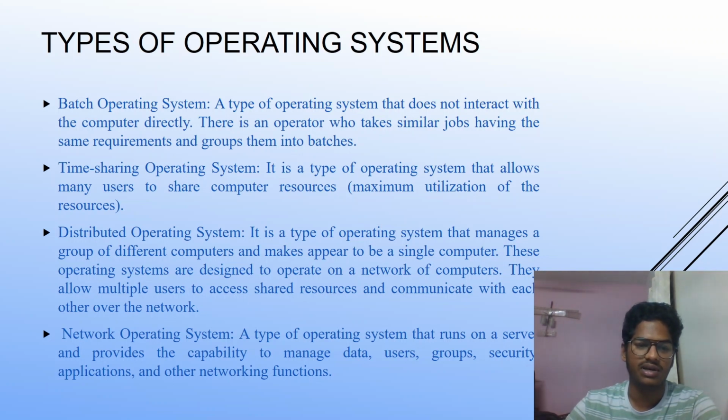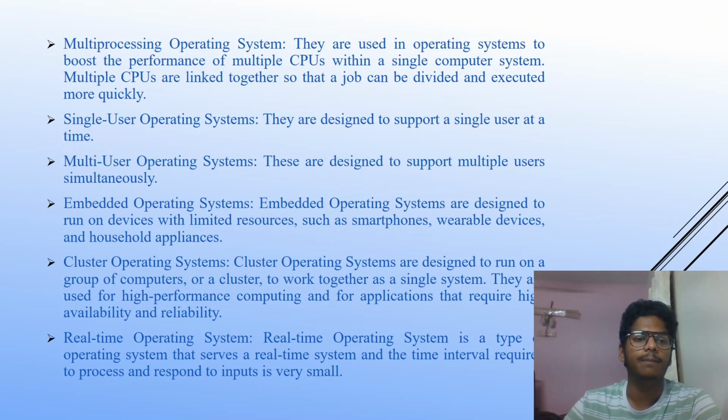These operating systems are designed to operate on a network of computers. They allow multiple users to access shared resources and communicate with each other all over the network. Network operating system, a type of operating system that runs on a server and provides the capability to manage data, users, groups, security, applications, and other networking functions. Multiprocessing operating system. They are used in operating system to boost the performance of multiple CPUs within a single computer system. Multiple CPUs are linked together so that the job can be divided and executed more quickly.